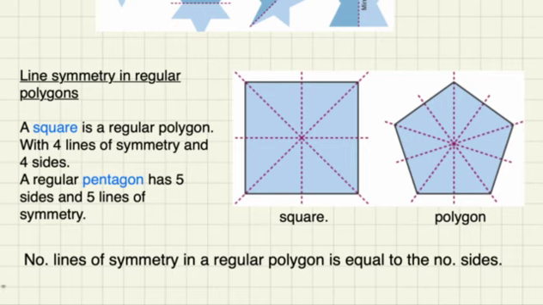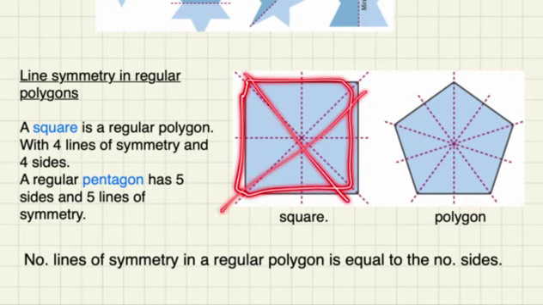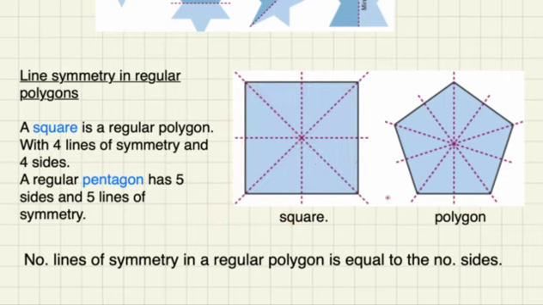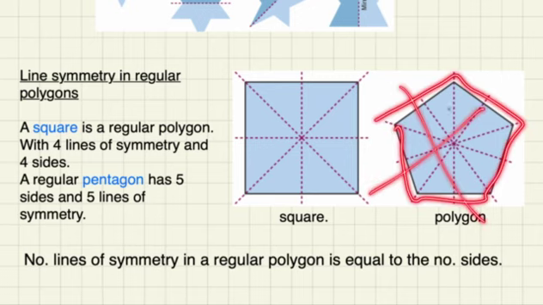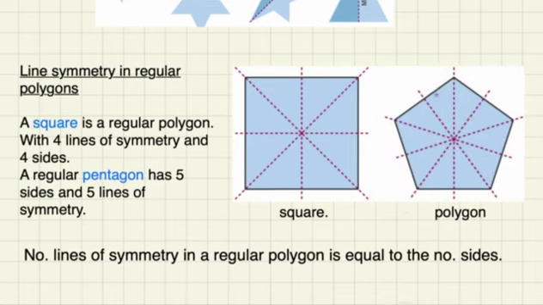And one sort of rule is that the number of lines of symmetry in a regular polygon, be sure it's regular, because irregular doesn't follow this, is equal to the number of sides. So this has 4 sides and 4 lines of symmetry. This has 5 sides and 5 lines of symmetry. Well, I'm not doing it very carefully here, but hopefully you know what I mean.